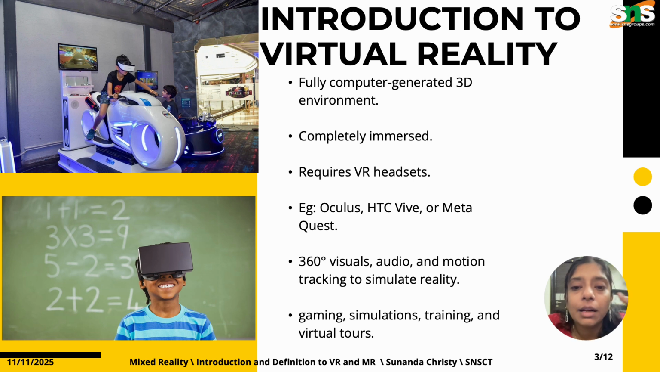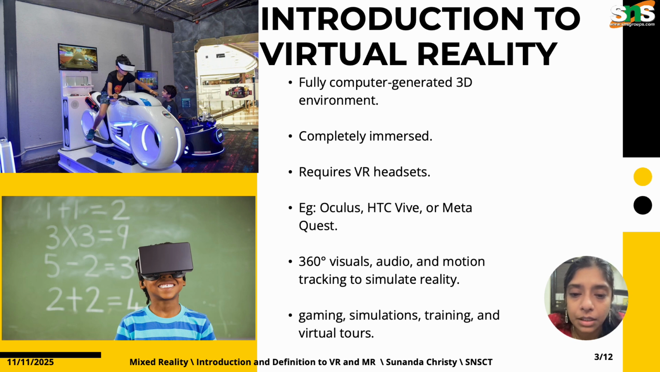Okay, so it is a fully computer generated 3D environment which looks like a real space. It is completely immersive. We definitely need a VR headset while doing these types of virtual things. For example, in this picture we have seen the boy is wearing virtual reality glasses where he can view a real-looking bike drive. So in that way he can feel how he is driving the bike.